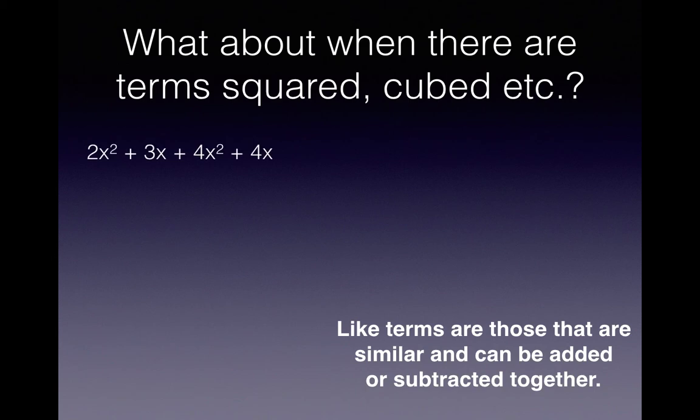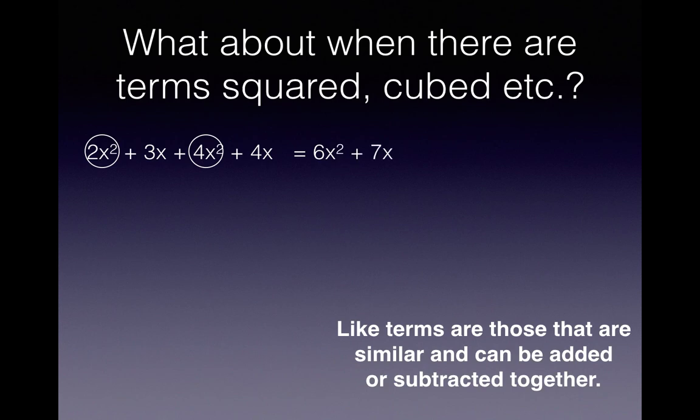Well, what we need to do again is identify the like terms. Remember that the x's and the x squareds are considered different terms. So we've got a 2x squared and a 4x squared. I'll have a 6x squared when I add those together. I also have 3x and 4x, so I'll have 7x, and when I simplify those, I will get something like that.